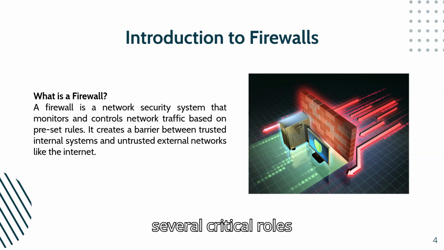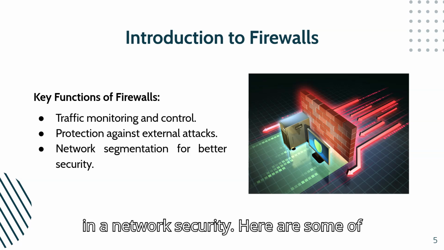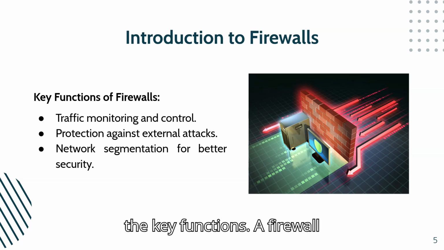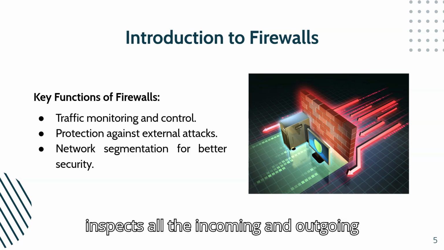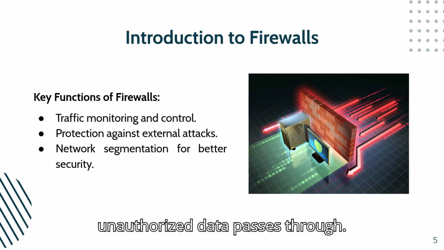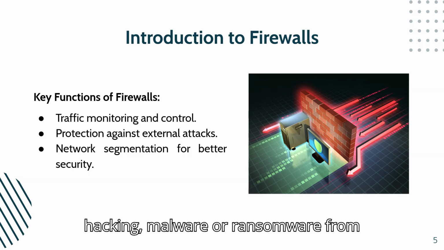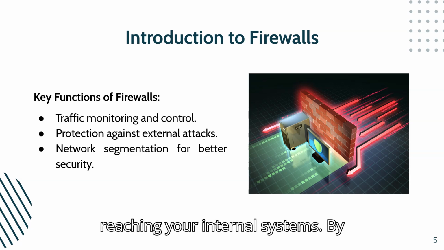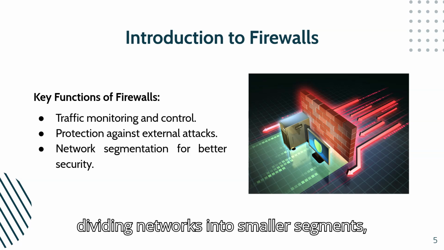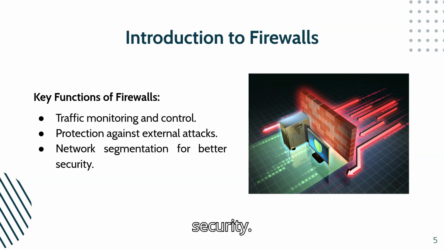Firewalls play several critical roles in network security. Here are some of the key functions. A firewall inspects all the incoming and outgoing traffic, ensuring only safe and authorized data passes through. Firewall helps prevent threats like hacking, malware, or ransomware from reaching your internal systems. By dividing networks into smaller segments, firewalls help limit access and isolate threats, improving overall security.